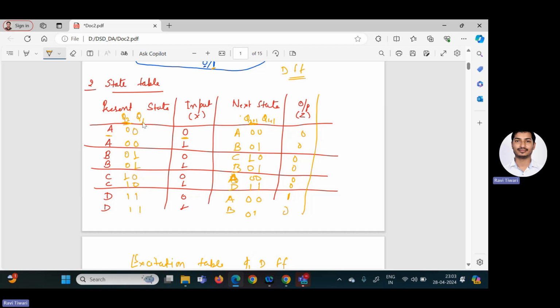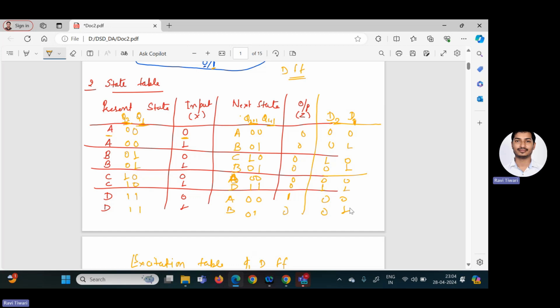Now here we have to compare the Q2 and Q2 plus 1 and find out the value of D2, right? And in the excitation of D flip-flop, we have seen whatever will be the next state, you will get as output D2. 0, 0, 1, 0, 0, 1, 0, 0. This is your D2. Similarly, you can find out the value of D1 by comparing Q1 and Q1 plus 1. So this will be 0, 1, 0, 1, 0, 1, 0, 1. Right?